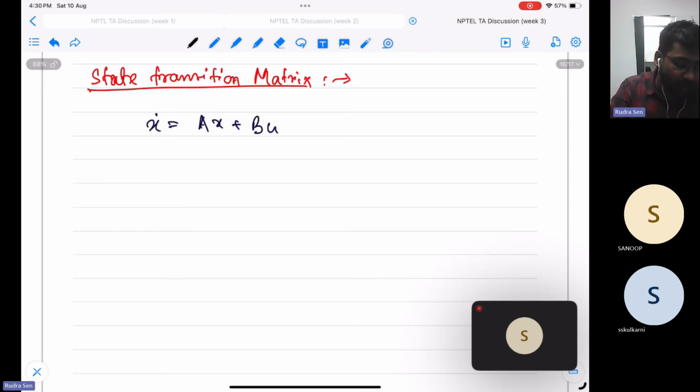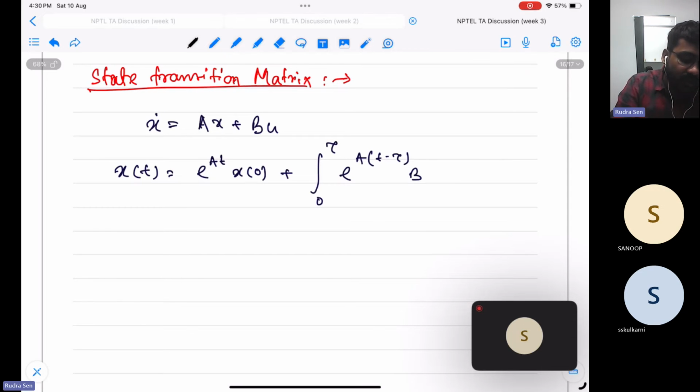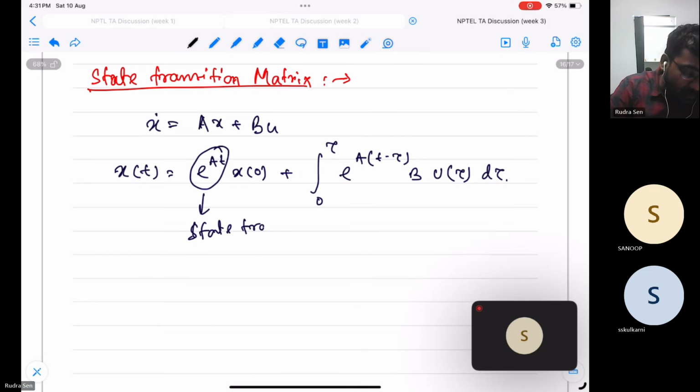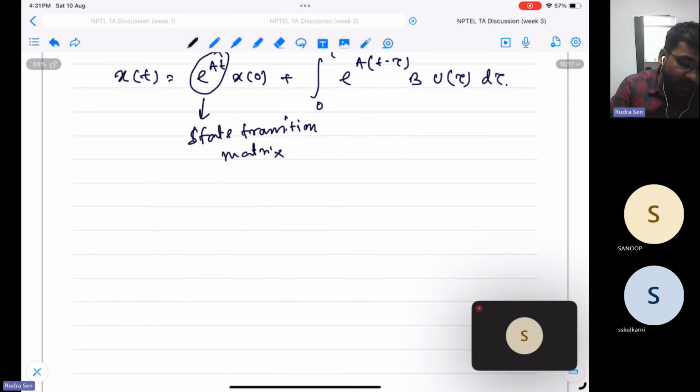Now if we find out the solution of this equation, what we will get is x(t) equals e to the power At x naught plus the integration from 0 to t of e to the power A(t minus tau) B u(tau) d tau. This is the solution of the system. Okay. So if you know, then it's okay. If you don't know, then you will know it in later weeks. So this is the equation of the system. Now this term is known as the state transition matrix. So how to find out the state transition matrix?